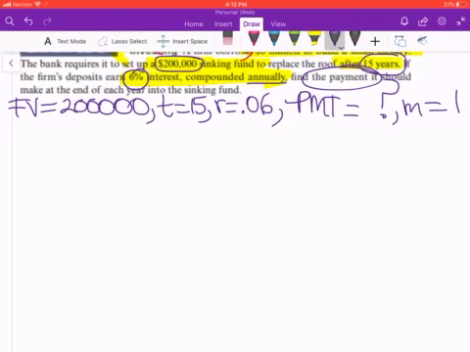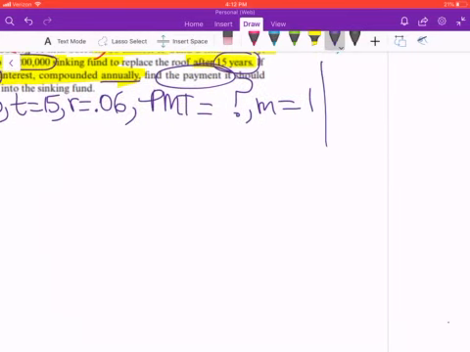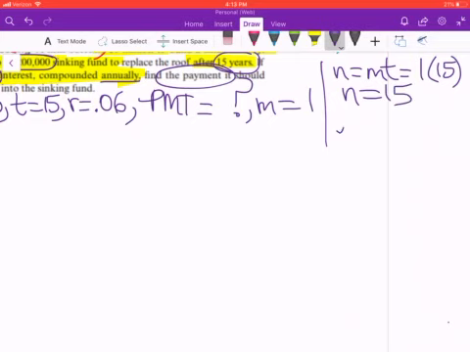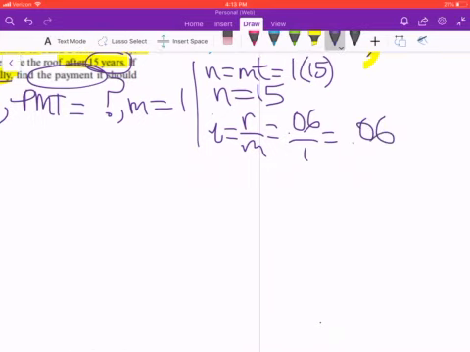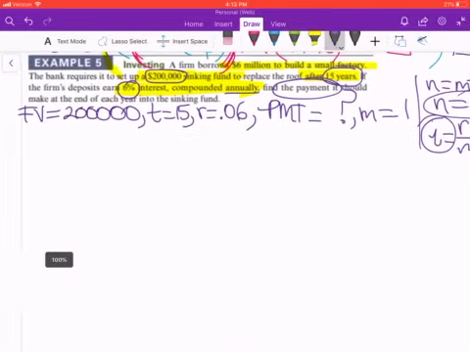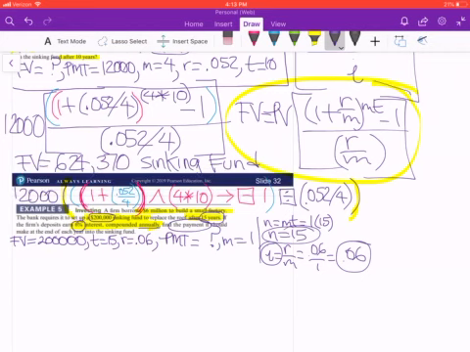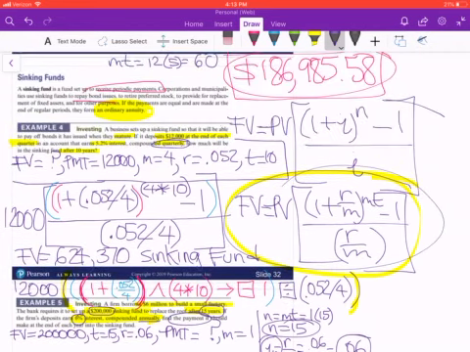So in this case, we could use the fact that n will be equal to mt. And so that will be equal to 1 times 15, which gives us n equal to 15. And for i, we will use r divided by m. So that will be the rate 0.06 divided by 1, which is just 0.06. So we will use those numbers for n and for i. Now I'm going to rewrite the formula, and it's the same formula that we have here, but I'm going to rewrite it in these terms.